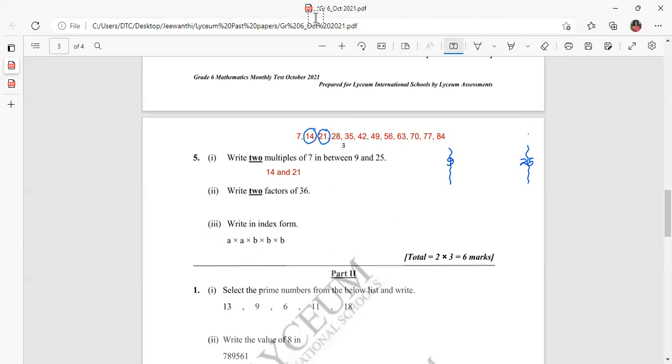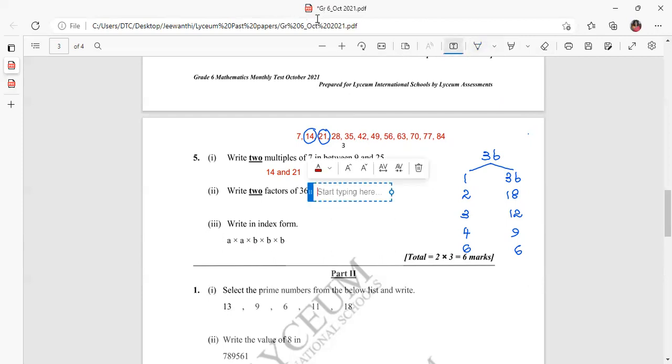Okay. So then the factors of 36. Again, how do you get the factors? Can you remember? Have you learned the branch method? Then 36, 1 times 36. Then 2 times 18. Then 3 times 12. 4 times 9. 6 times 6. So then you can list down the factors of 36. In the exam, again, you don't want to do this. I'm just listing it for your reference.